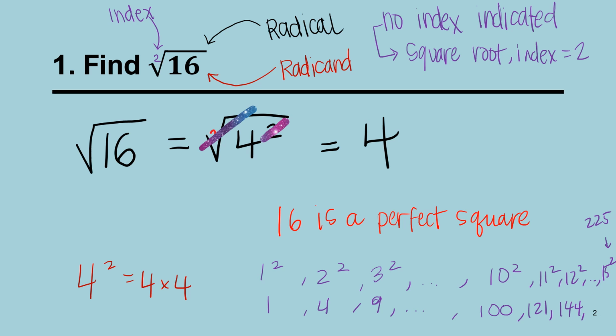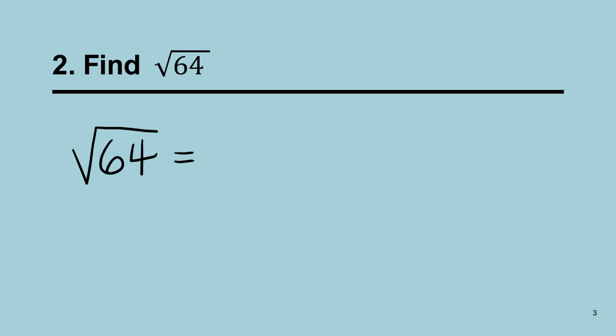All right, let's do another example. Next we have the square root of 64. Again, it's a square root. We know that because there's no index indicated, so we're assuming that that's a 2 there in the index. Now we're asking ourselves, what can I multiply by itself to get 64? That would be 8.